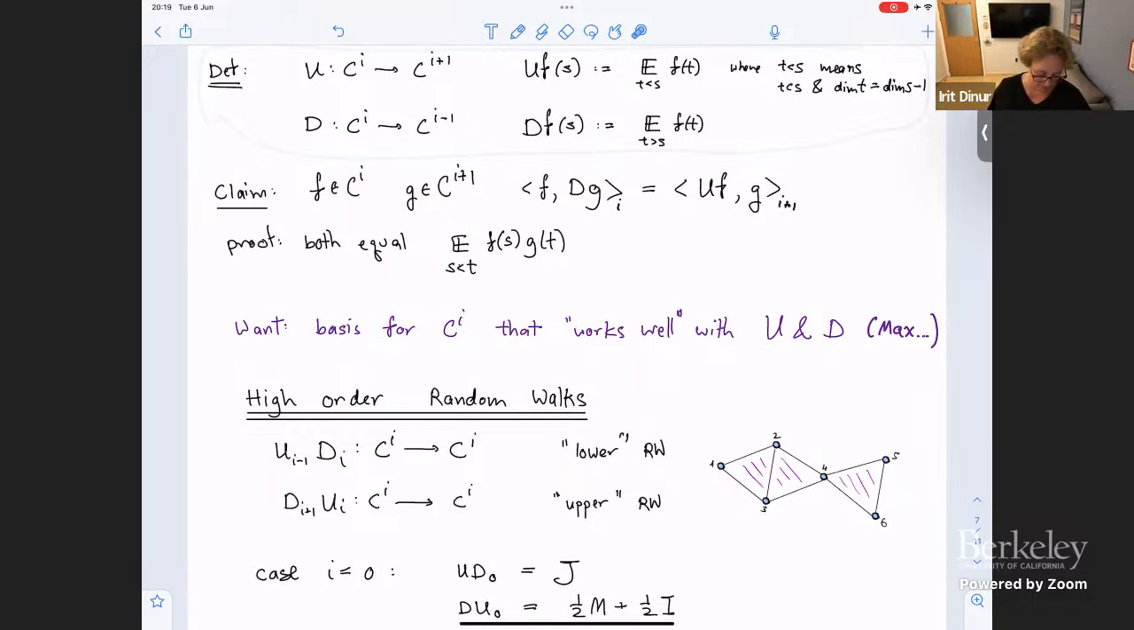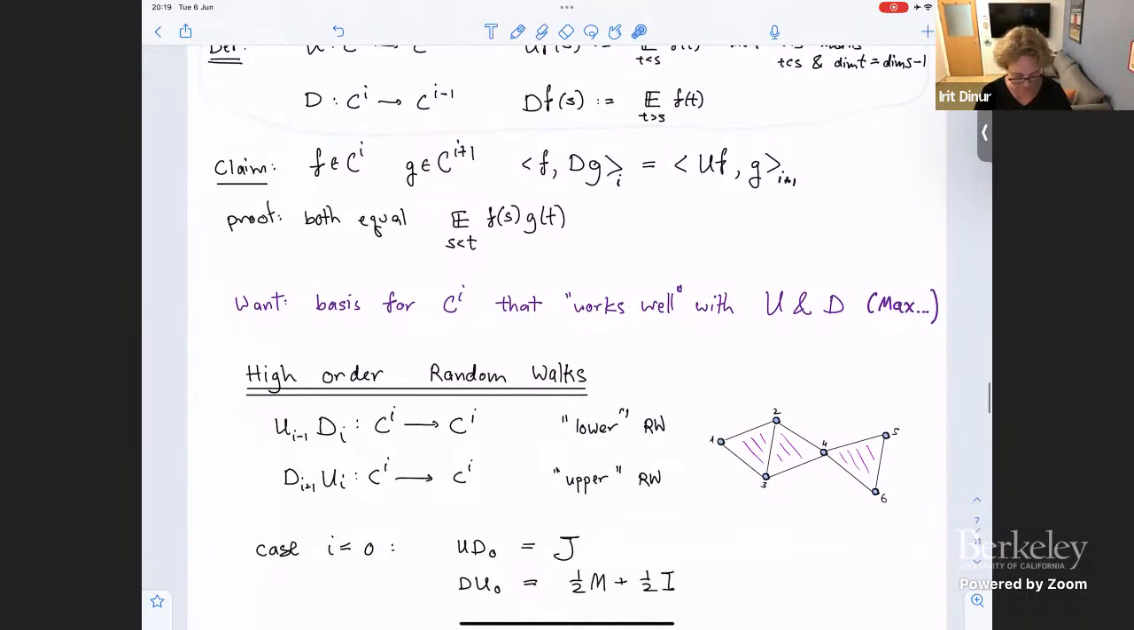And the other operator is the one that starts from an i-chain, first goes up to a triangle, and then back down, back to an edge. This is called the upper random walk. So let's look at what these two random walks look like in the case of i equals 0, when we have functions on the vertices. This is the most familiar case when we look at graphs. We have a function on the vertices of the graph, and let's look at how these two random walks behave.